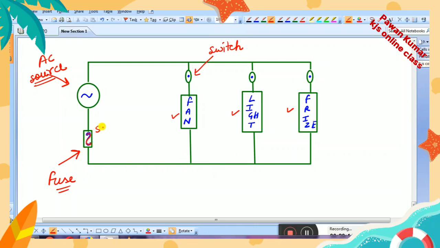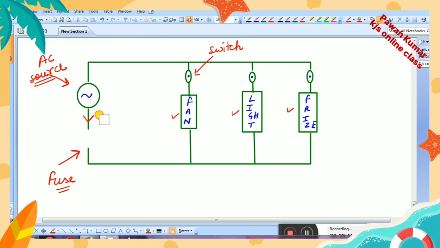Now try to understand the working of fuse. See, the fuse here I have connected in series. Series means just together with this AC source. Now try to understand that if the amount of current which will come out from the AC source increases in value, then it will produce more heat. That more heat produced will melt this wire, and if this wire will melt, what will you see?